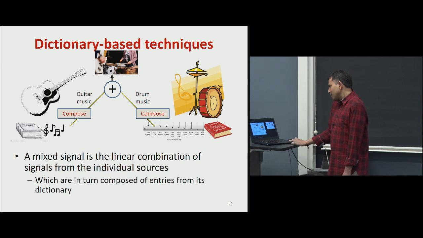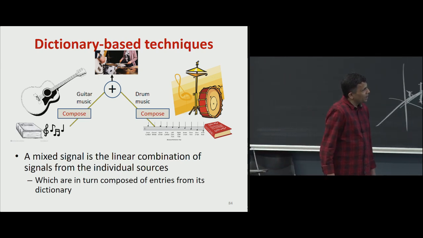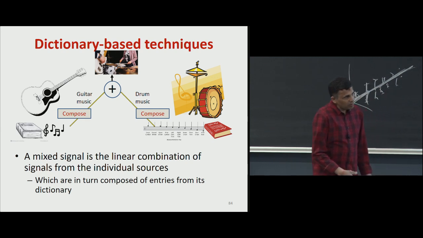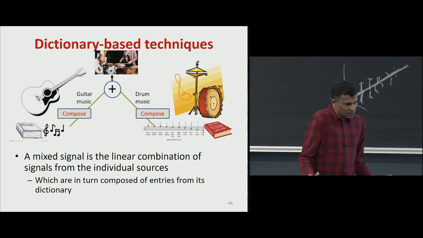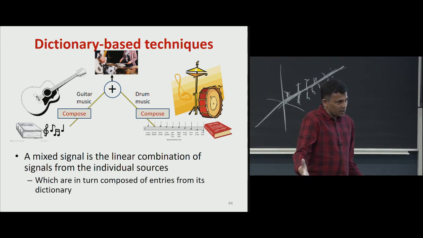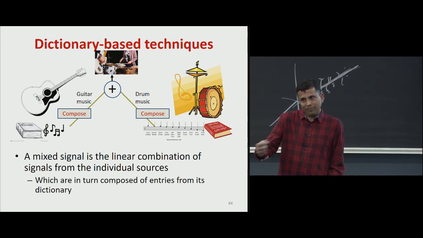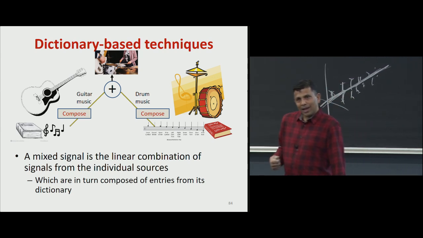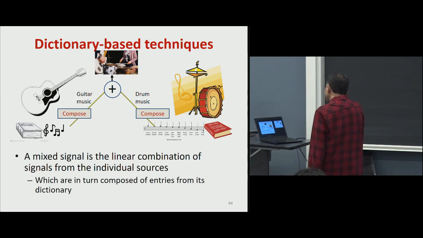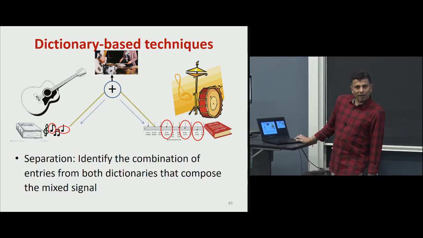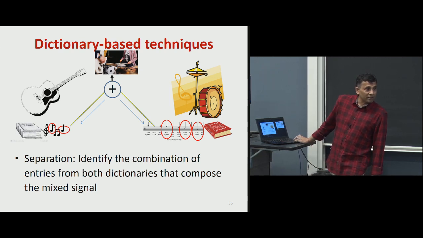And now given a mixed recording, you can algebraically decompose the combination to say, how do I excite this drum dictionary and this guitar dictionary such that when I sum their outputs, it sounds like what I just saw, okay? And once I do that, I know how to excite the guitar dictionary, I know how to excite the drum dictionary, I can just generate the separated sounds, right?